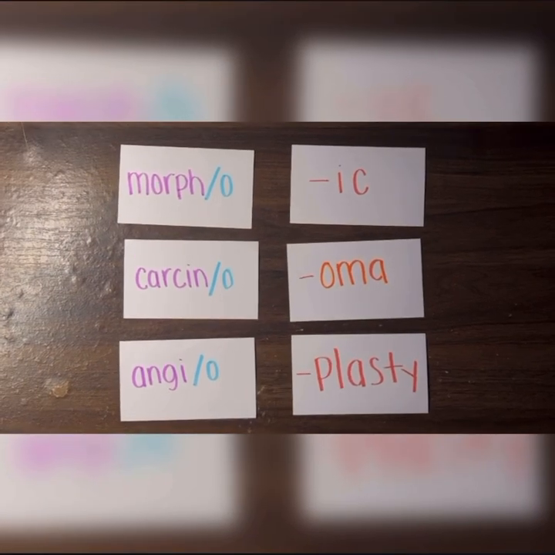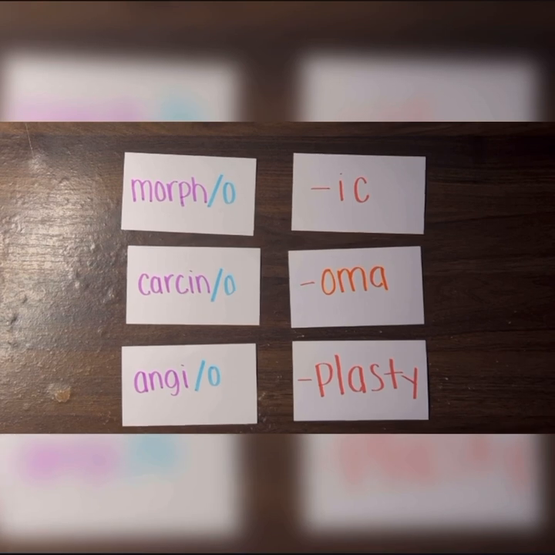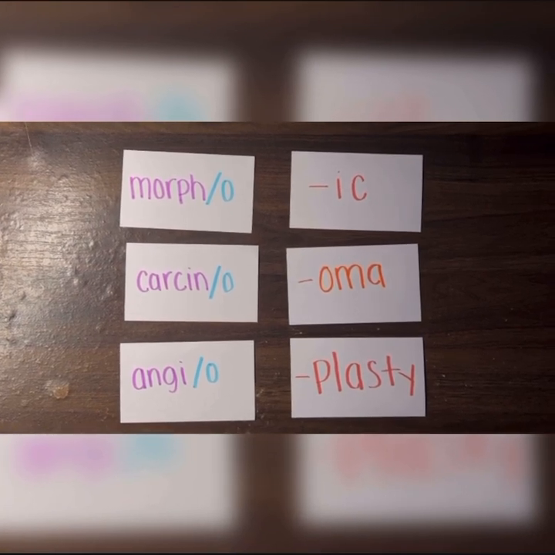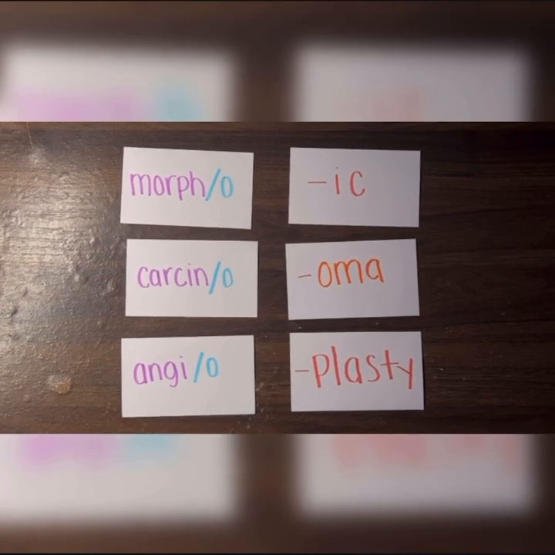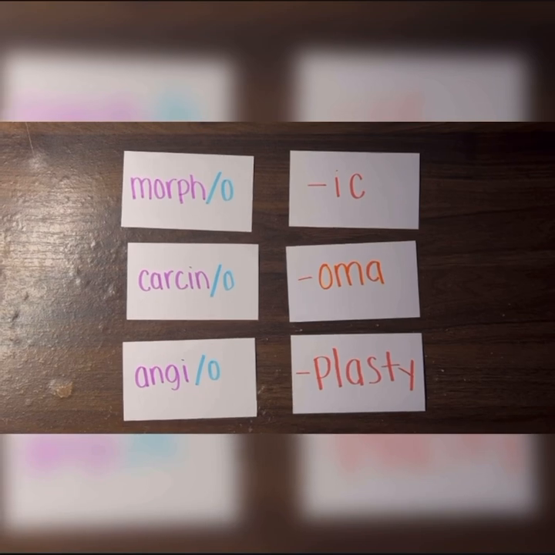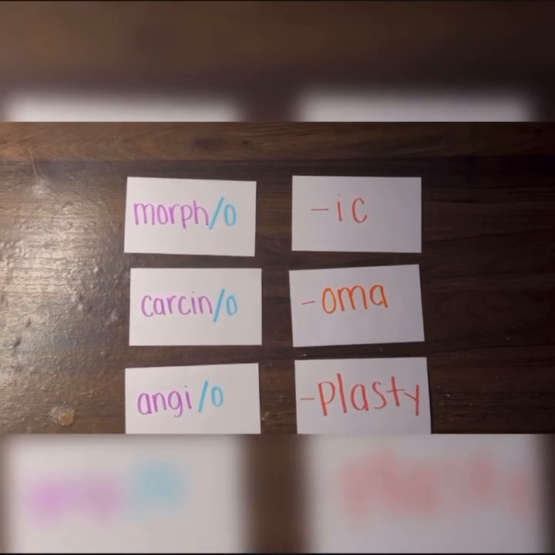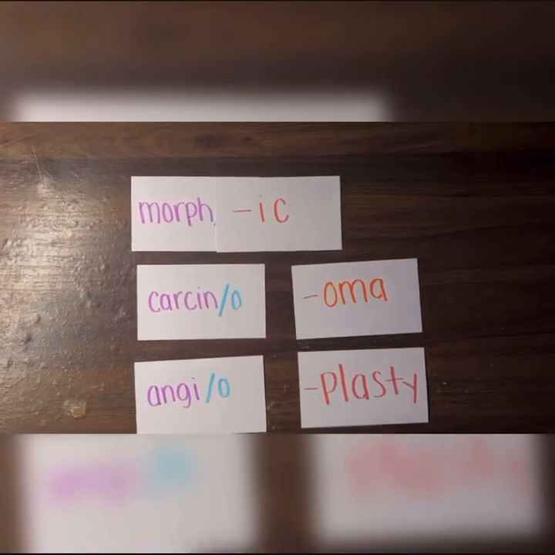Now let's start with the first one, morpho and ic. Morph means shape or form, and ic means pertaining to. Knowing that the suffix ic starts with a vowel, we will be dropping the O and replacing it with the I, making it morphic.